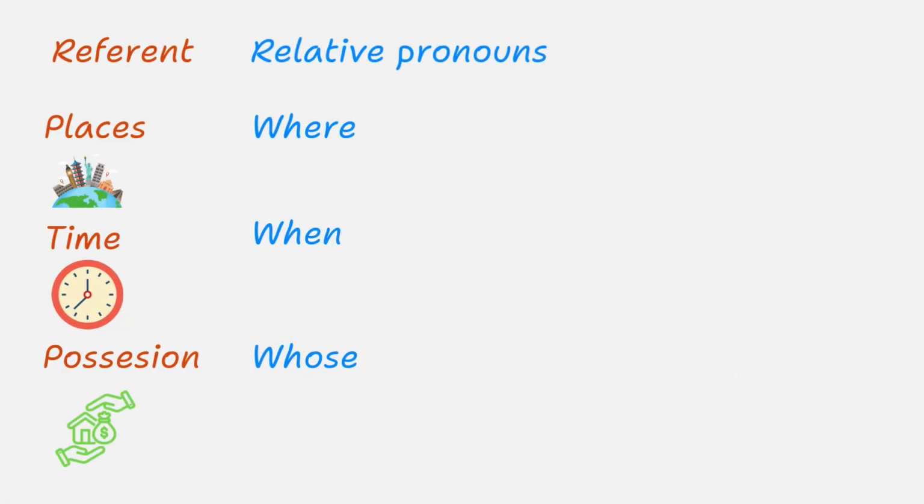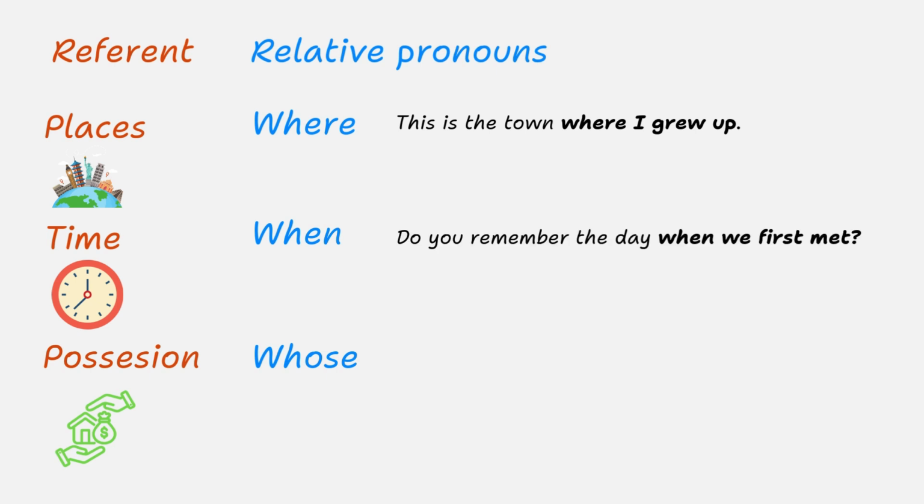There are other relative pronouns that can be very helpful. For example, where and when. Use where to refer to places and when to refer to times. For example, this is the town where I grew up. Do you remember the day when we first met?